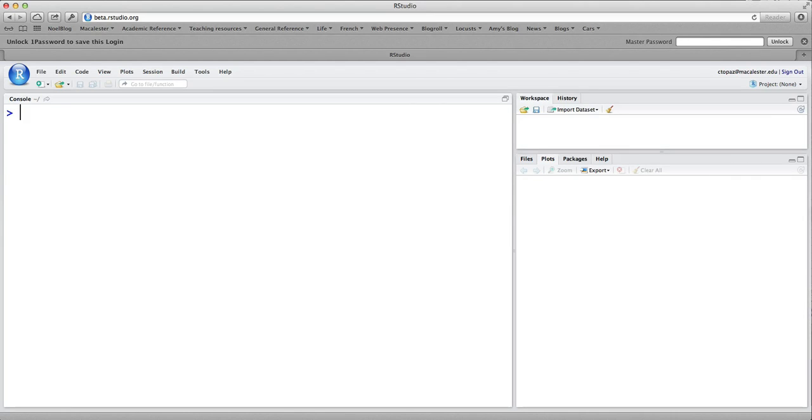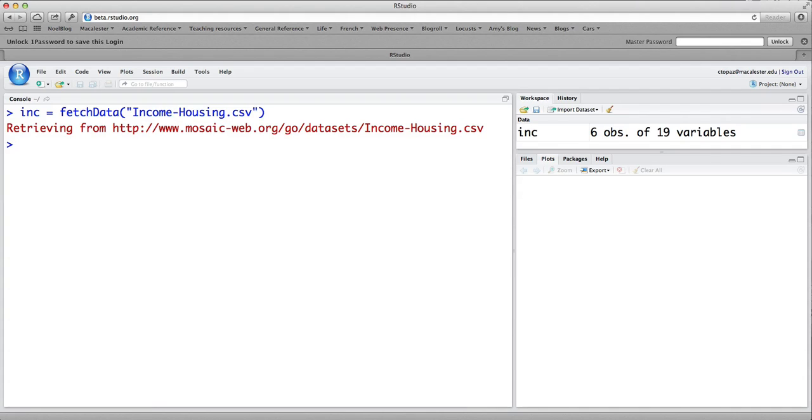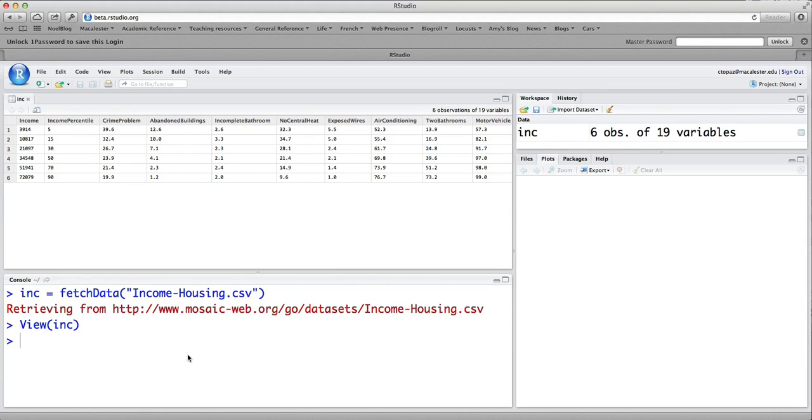If the parameters appear non-linearly, things get a little more complicated. So this next example is an example of non-linear parameter fitting. And to get started, let's load some data. So I'm going to say inc equals fetch data of housing, that's income dash housing.csv. And so what's being loaded is data that's about, well, you can see what it's about if you click over here on this variable.